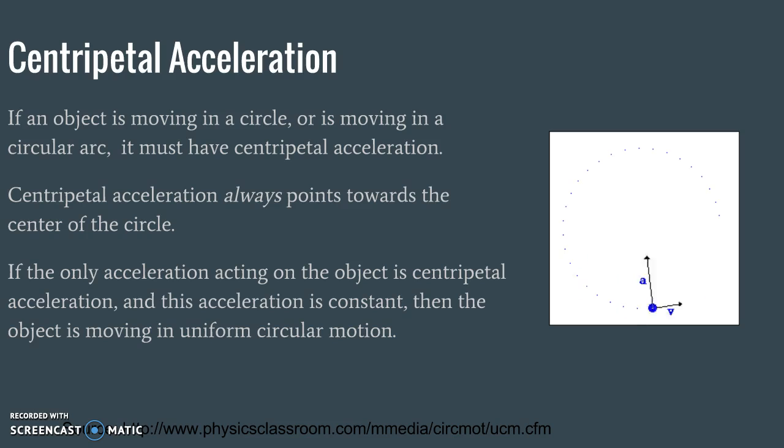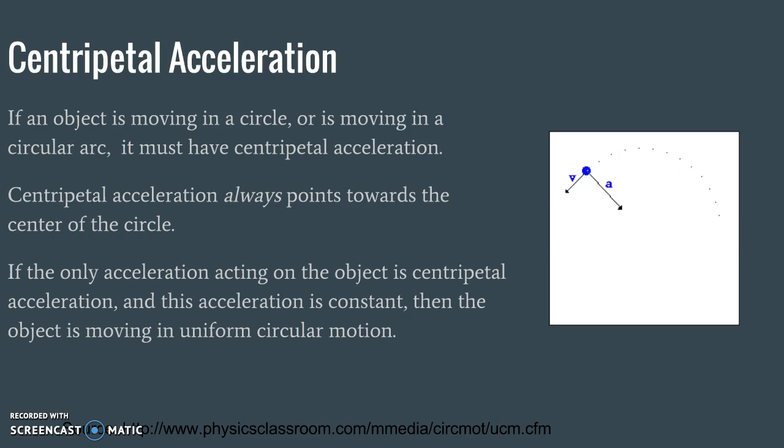Now, if the only acceleration acting on this object is centripetal acceleration, and this acceleration is at a constant value, so a constant acceleration, then this object is moving in uniform circular motion. In other words, centripetal acceleration only affects the rotation of the object, not its speed, not its tangential speed.